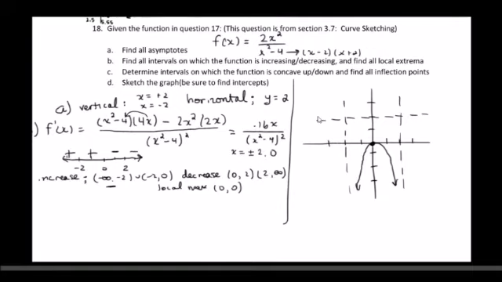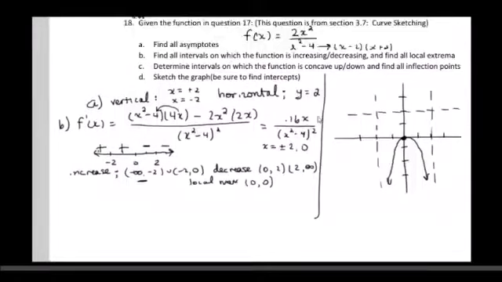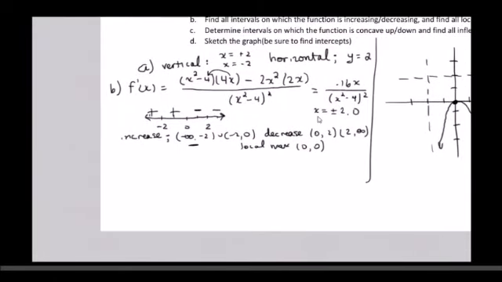So we'll get back to that behavior on the graph here in a second, but let's do part C, which is the second derivative. Now this one's going to be a lot to keep track of, so we need, again, the quotient rule. Which is low d high minus high d low.